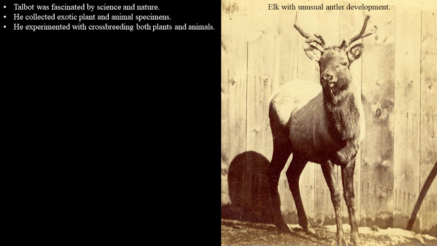Something that he would do was search out specimens of animals that had some type of mutation. For instance, this elk is an animal that Talbot owned, and he collected him because he had an unusual antler formation. Then he would try to figure out what was going on. At this time, this is just the beginning of when the idea of genes and things like that were emerging. So people like Talbot were kind of behind that, although he wasn't a truly professional, trained scientist.